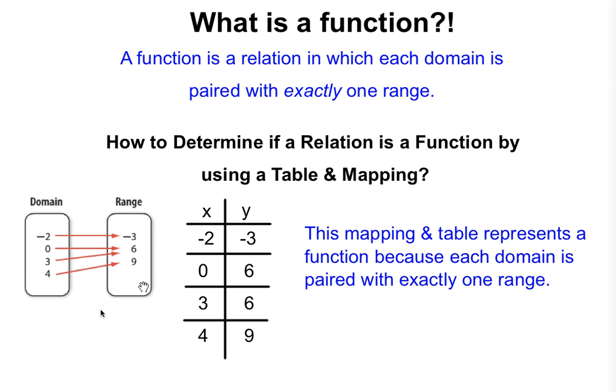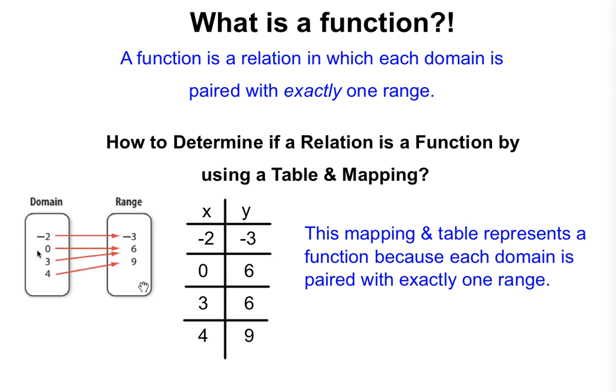Here you have a brand new mapping and a table. So the mapping corresponds to the table. This mapping and table does represent a function because each domain is paired with exactly one range. So let's look at the mapping. Your domain of -2 is only paired with one y value, -3.